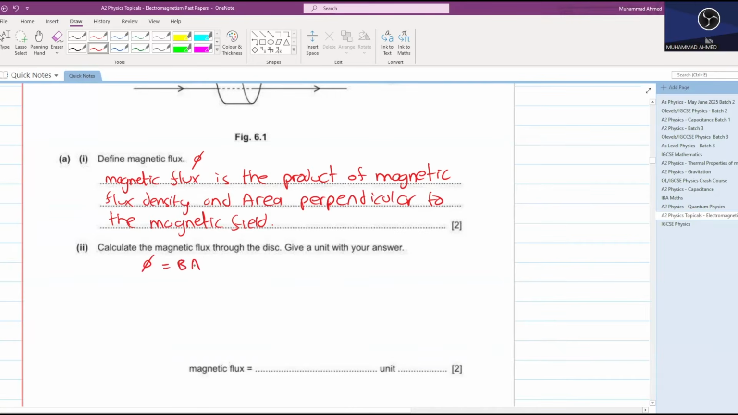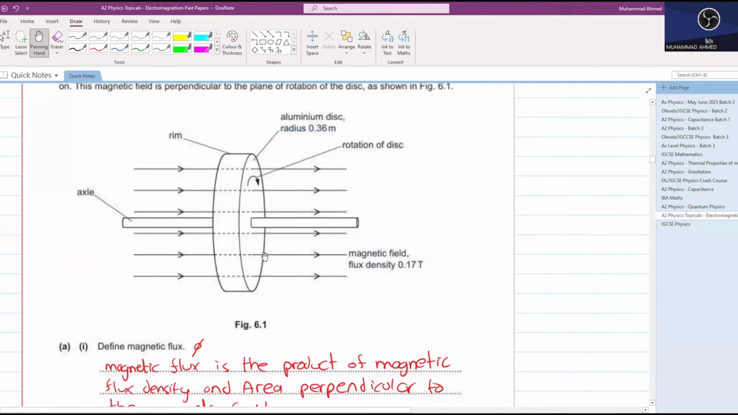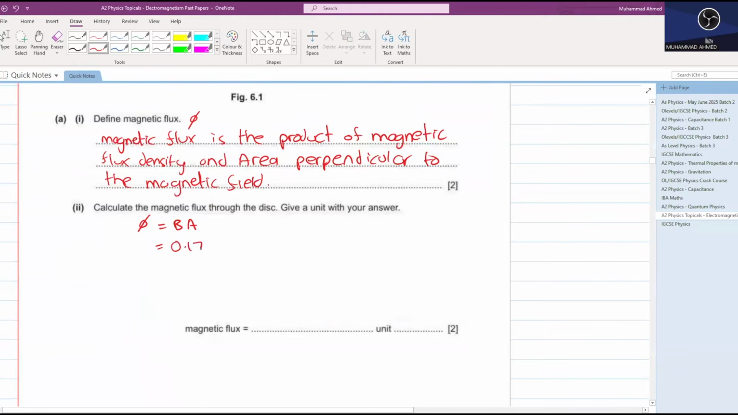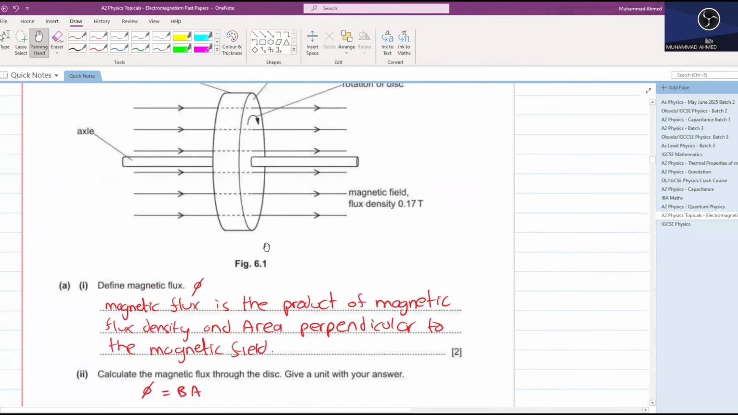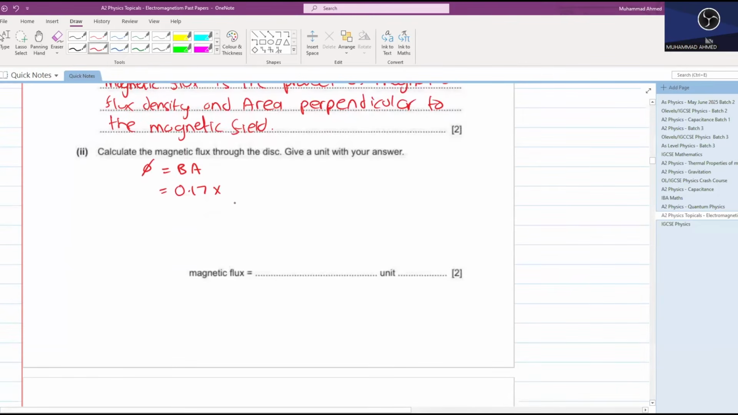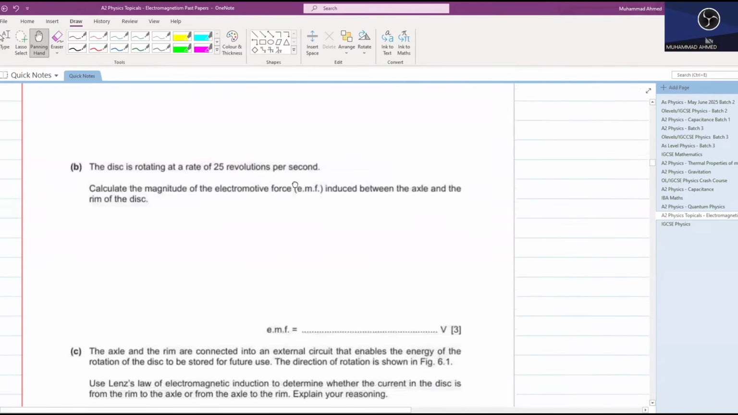Phi is equal to BA. What is your B here? 0.17. Okay. What will be your area here? Since this is a circular coil and it has a radius of 0.36, what will be your area? Pi r squared, that is pi times 0.36 squared. Your phi comes out to be what? Can anyone calculate? Your magnetic flux comes out to be 6.9 into 10 raised to the power of minus 2. Always remember the units for phi are Webers, Wb. Let's further move ahead.